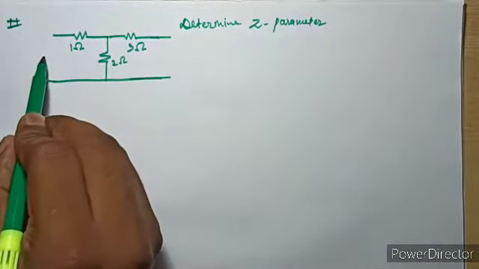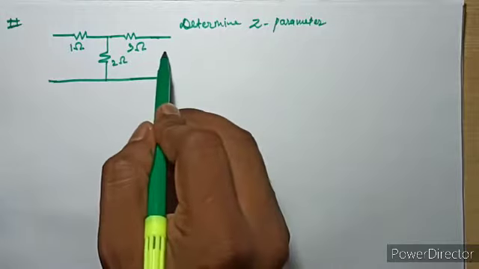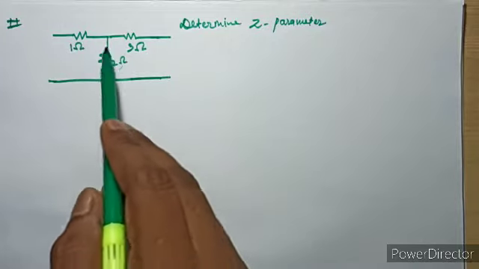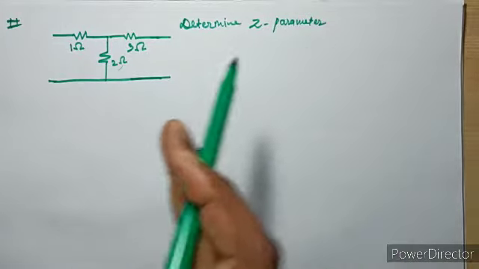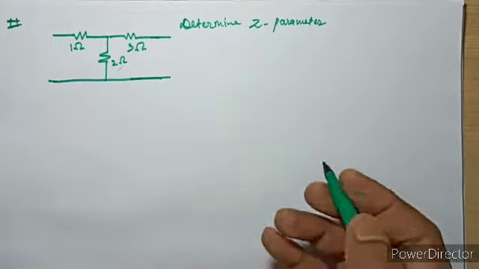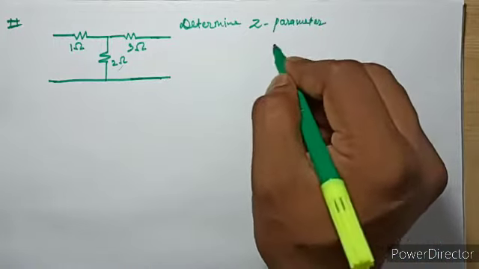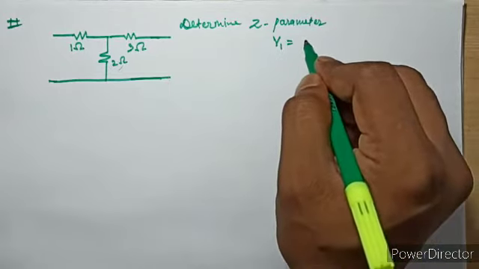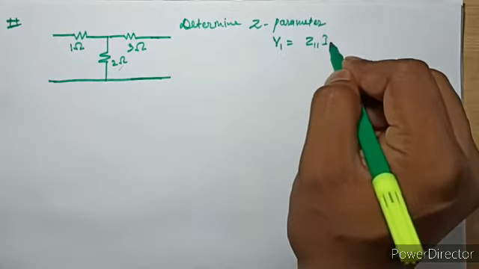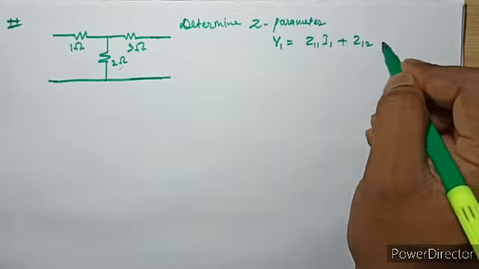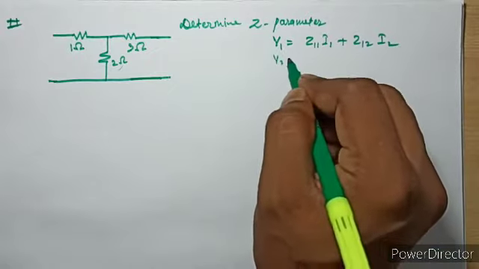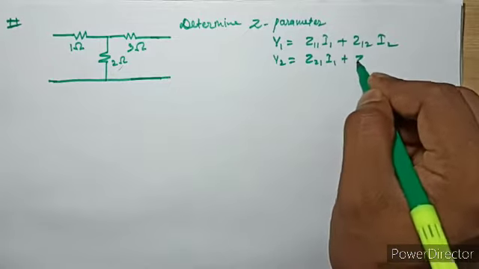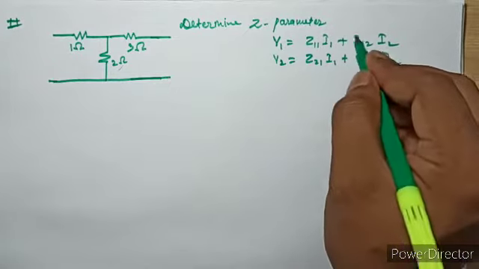since it has two ports, this is port 1 or the input port, and this is port 2, that is the output port. Now we have to find the Z parameters, means Z11, Z12, Z21, Z22. Now to find this, recall what was our expression to characterize Z parameters. V1 was Z11 I1 plus Z12 I2, and V2 was Z21 I1 plus Z22 I2, isn't it?